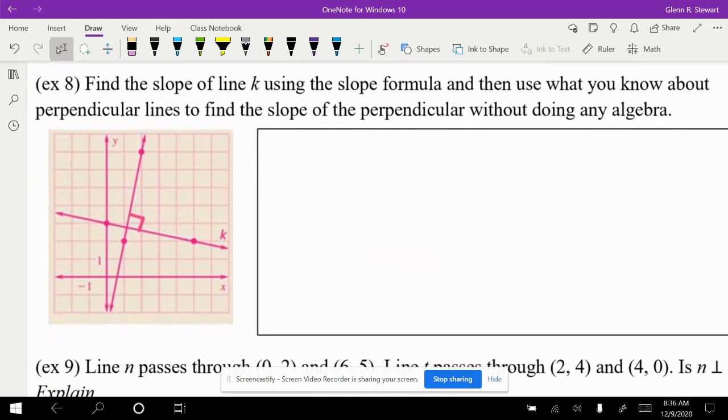Moving away from parallel lines, let's take a look at these two lines that are supposedly perpendicular. Find the slope of the line K using the slope formula, and then use what you know about perpendicular lines to find the slope of the perpendicular line without doing any algebra.